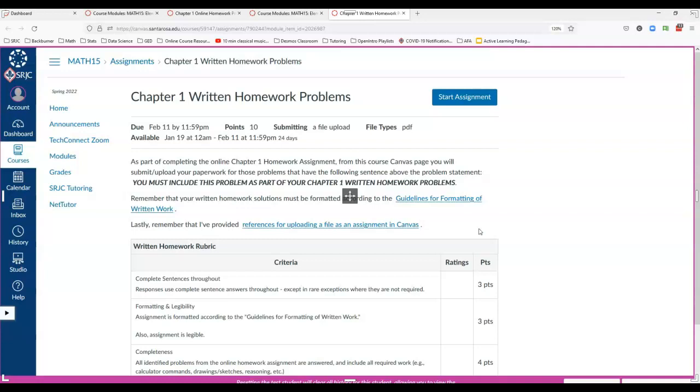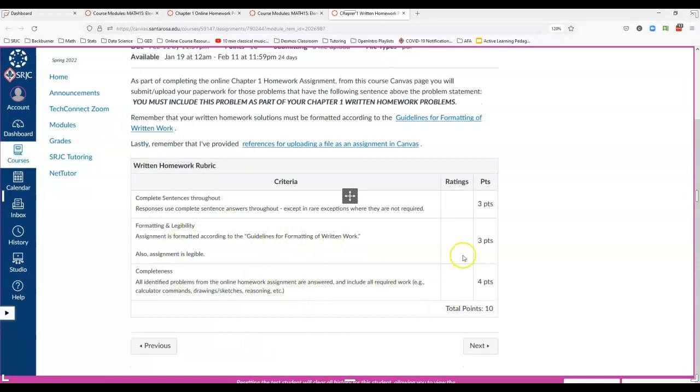Basically, it's the same formatting as you've been doing for the preview or reading assignments. And again, the rubric should help guide you on what you need to do for that. And that's pretty much it for doing a homework assignment. I hope that you've found this helpful.